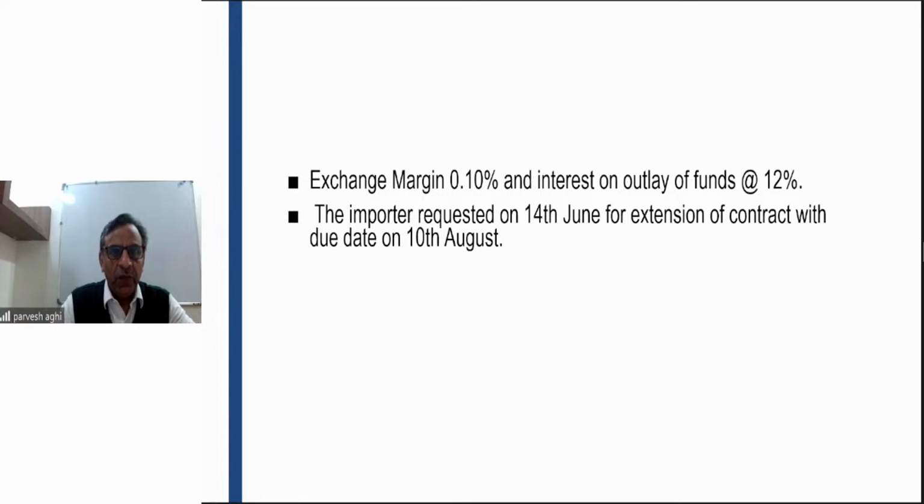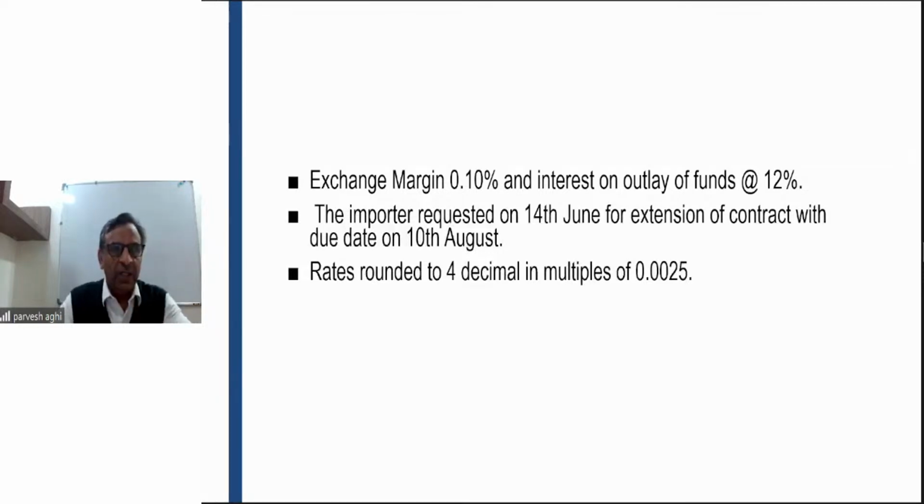So the importer requested on 14th of June for extension of the contract with a due date as 10th of August. So he says, sorry, I am coming late, and now I want the original contract to be extended. On 14 June he came to the bank and he says, I want the due date to be 10th of August. So the bank says, okay, we agree with you, but the original contract needs to be cancelled first, and whatever charges are there, you have to pay that, and we'll extend your contract. So the rates are rounded off.